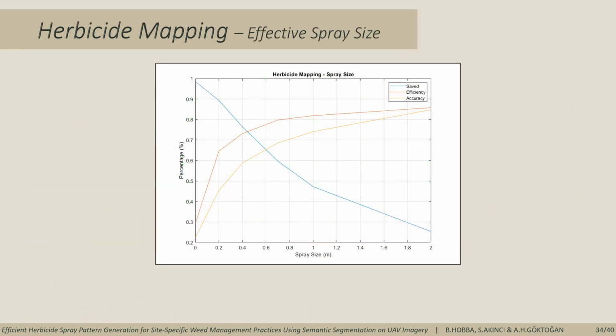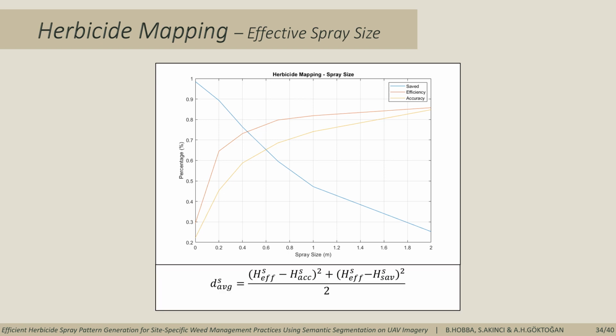As spray size increased, the efficiency and accuracy improved, while herbicide saved decreased. A large spray region means more potential weeds are detected within the region bounds. Herbicide efficiency decreased during smaller spray sizes as less intersection is apparent between the prediction and the ground truth herbicide maps. The Euclidean distance between the herbicide saved and accuracy and efficiency was recorded for each spray size.